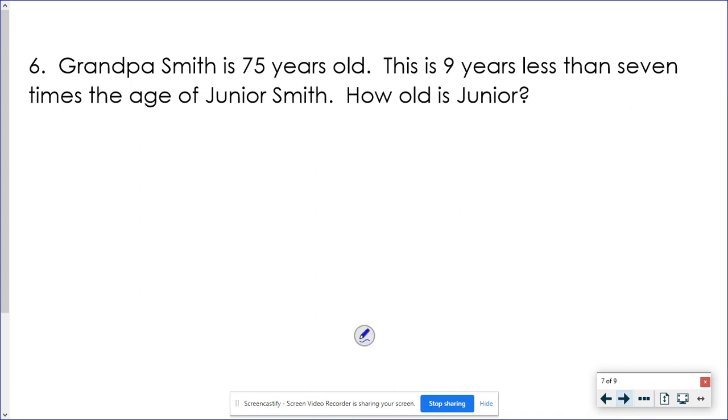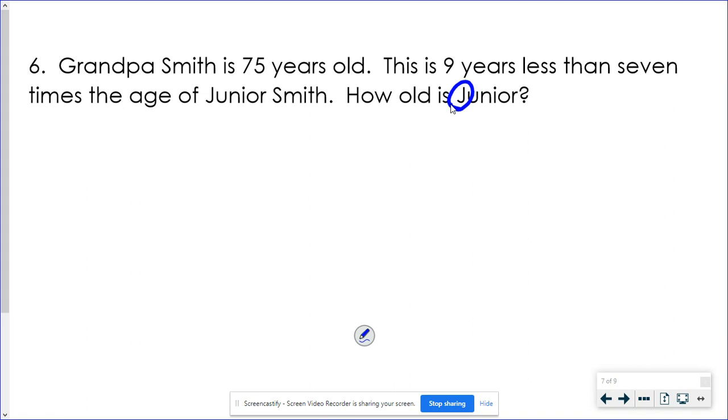Grandpa Smith is 75 years old. This is 9 years less than 7 times the age of Junior Smith. How old is Junior? I don't care which variables you use for any of the problems, but I do like to pick a variable that makes sense for the situation if we can. I know how old Grandpa Smith is. I'm not picking a variable for that. I want to know how old Junior Smith is.